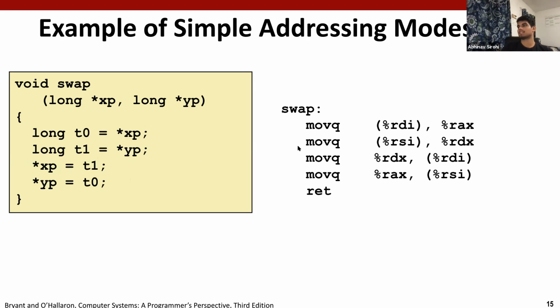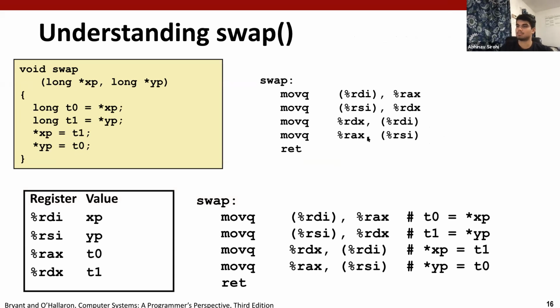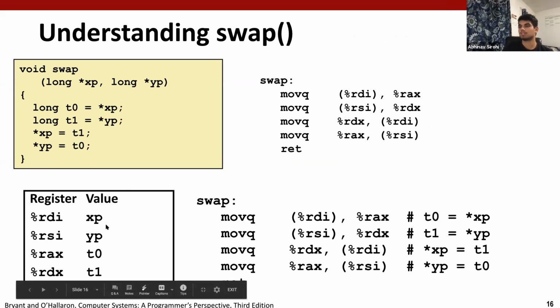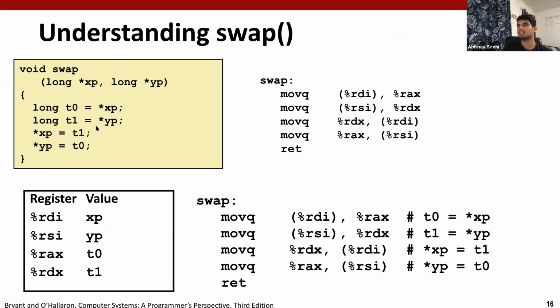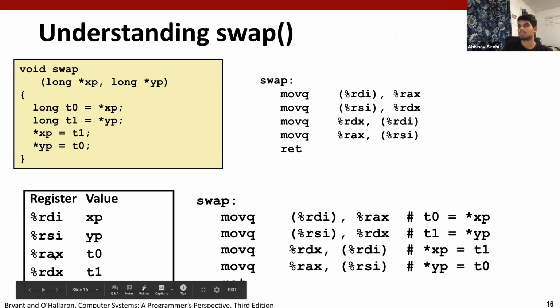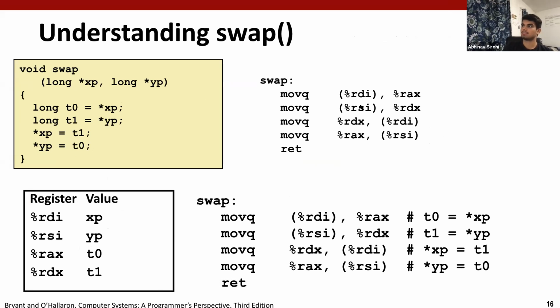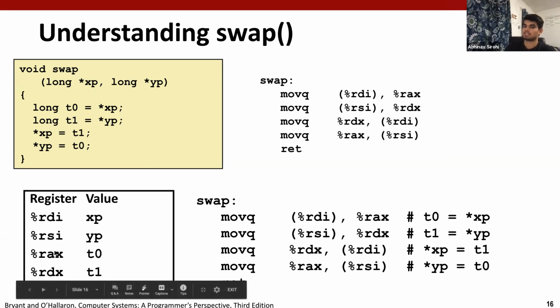And we could do the exact same thing in assembly, but using these instructions. So first, let's define which register values contain what. Let's say RDI contains our XP, RSI contains YP, RAX contains T0, and RDX contains T1, right? So first what we want to do is take RDI and dereference it, which is exactly what we're doing here. We're dereferencing XP, and we're moving that into RAX. And so we're moving the value in XP into T0, which is RAX.